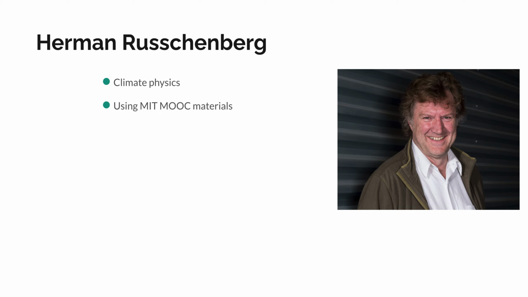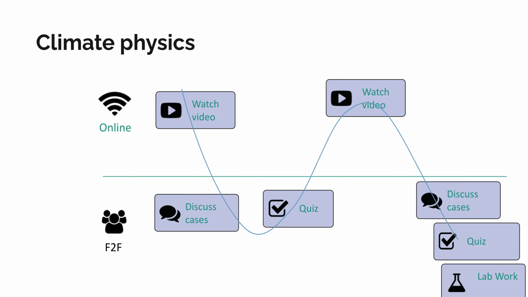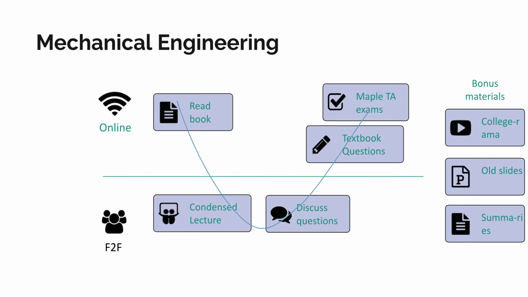In climate physics, they used existing MIT MOOC materials. So online, students would watch a video, they would come into class and discuss the cases and do a quiz. Back online again, watch a video, and next time in class, discuss the cases, do a quiz, and engage in some lab work.